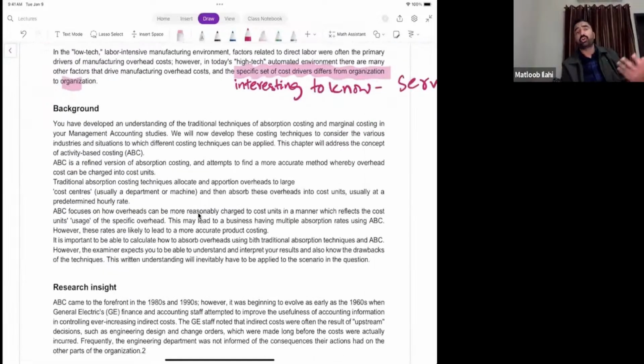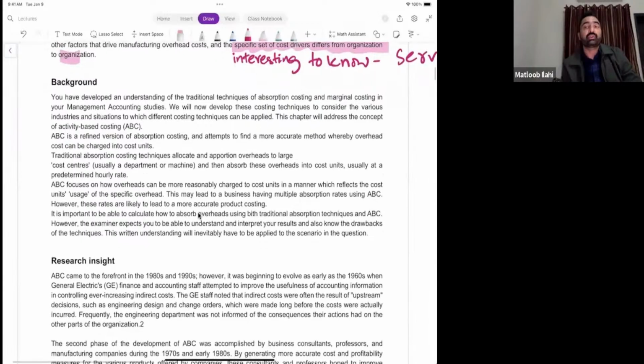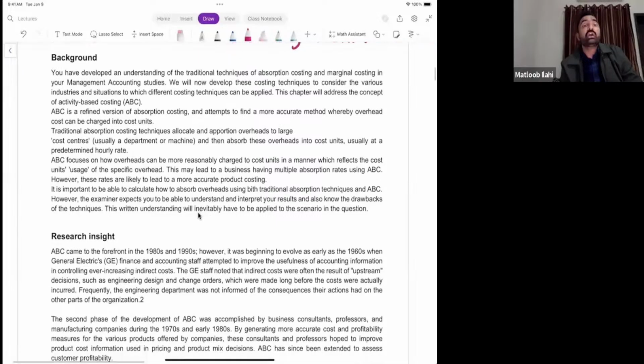Background: you have developed an understanding of the traditional techniques of absorption costing and marginal costing in your management accounting studies. We will now develop these costing techniques further to consider the various industries and situations to which different costing techniques can be applied. This chapter will address the concept of activity-based costing. So what is ABC? ABC is a refined version of absorption costing, or you can say ABC is an advanced version of absorption costing.